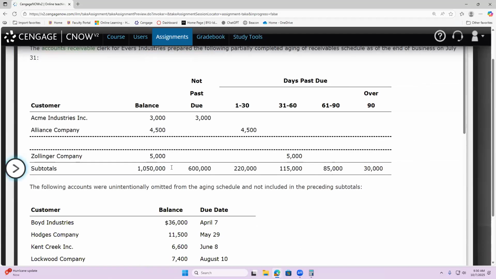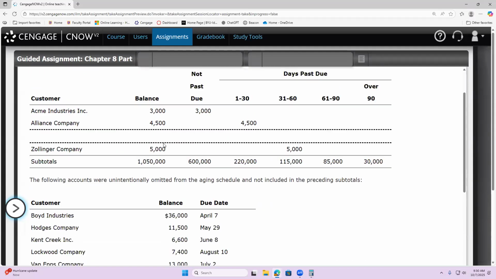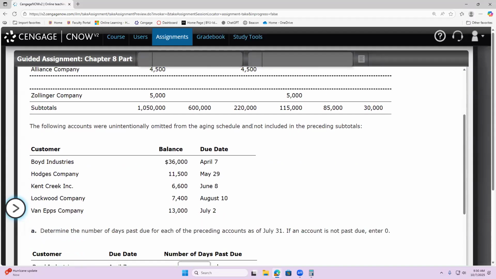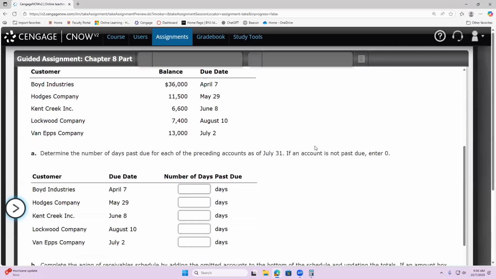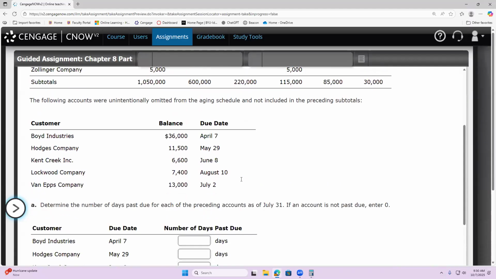All right, here we go. Ready? The accounts receivable clerk for Evers Industry prepared the following partially completed aging of receivables schedule as of the end of business on July 31st. Here we can see these companies that owe us money. Some of them are more past due than others. The following accounts were unintentionally omitted from the aging schedule and not included in the preceding subtotals. So now we have to determine the number of days past due for each of these.